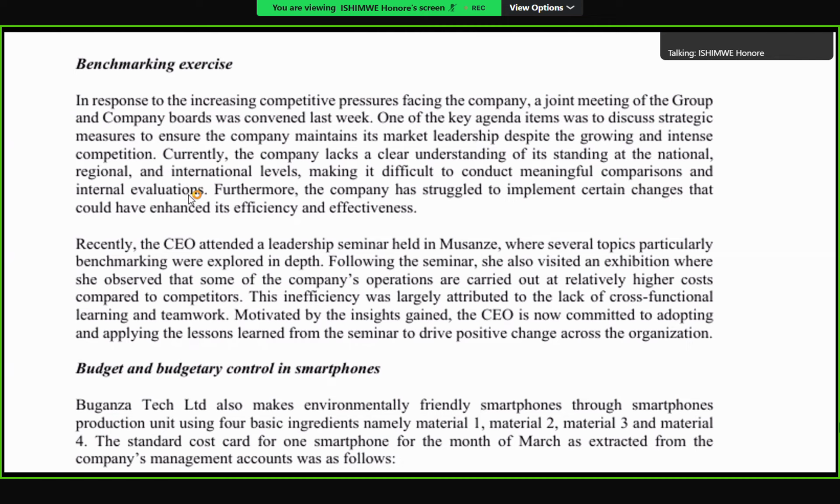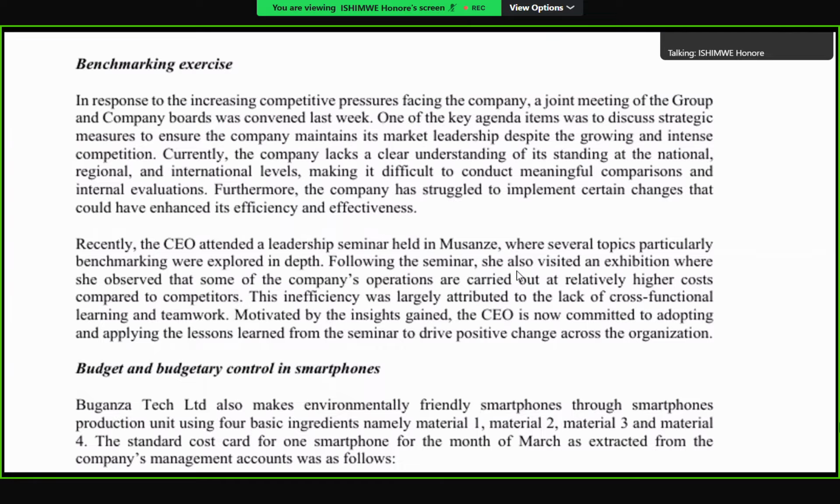If we're doing benchmarking, it's about comparing ourselves against others in the industry. Maybe you can call them the best. So we compare our performance against their performance, and we can learn from them. So they say, furthermore, the company has struggled to implement certain changes that could have enhanced its efficiency and effectiveness. Recently, the CEO attended a leadership seminar held in Musanze, where several topics, particularly benchmarking, were explored in depth.